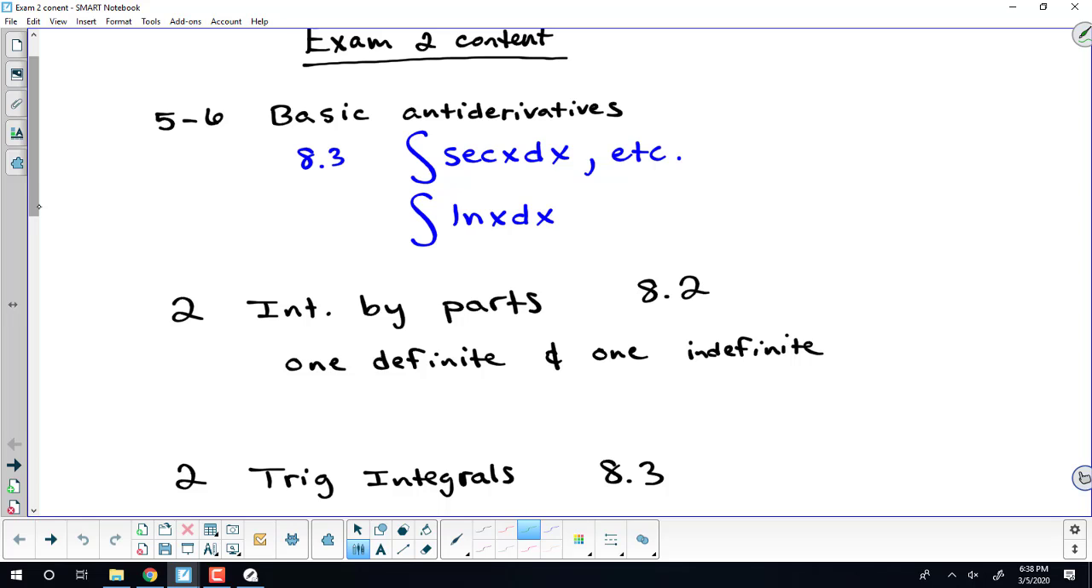Things like integral of secant, integral of tangent, integral of cotangent, those all came up with trig substitutions, or were fairly common with trig substitutions. The other ones, like inverse sine, inverse tangent, you should know those pretty quickly as well. So basic antiderivatives just means ones you should probably know without having to do a whole lot of thinking.